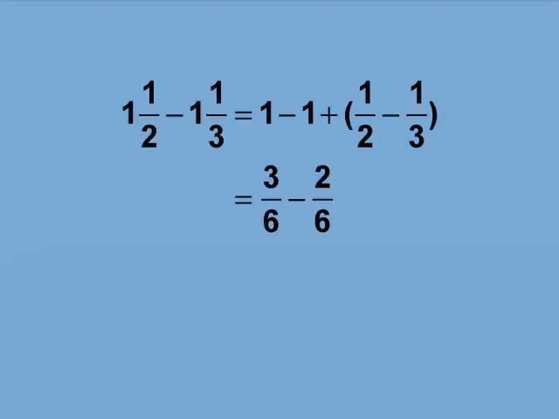Going back to the subtraction equation, we get 3/6 minus 2/6, which is equal to 1/6. So the area on the left is 1/6 larger than the other area. Let's try a final example.